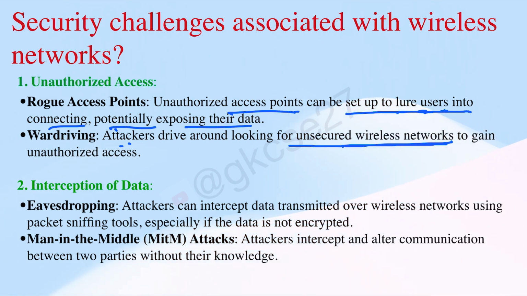Interception of data. Next, what is under interception of data? Eavesdropping. Attackers can intercept data transmitted over wireless networks using packet sniffing tools, especially if the data is not encrypted. So in eavesdropping, attackers intercept data transmitted over a wireless network using packet sniffing tools. If data is not encrypted, then the attacker can intercept the data.